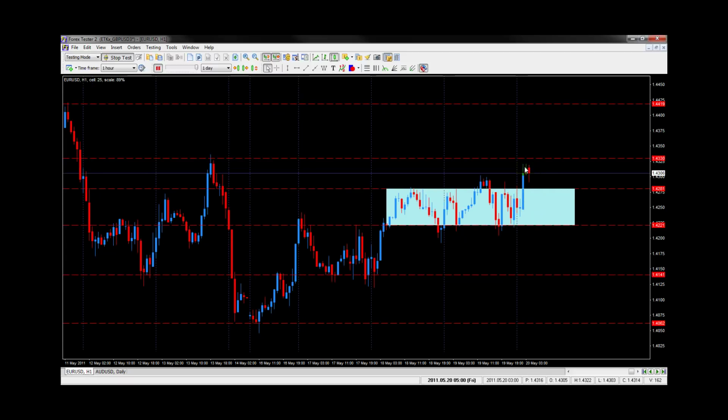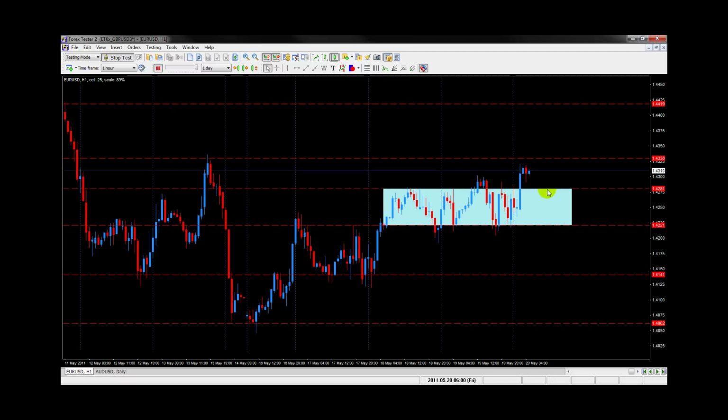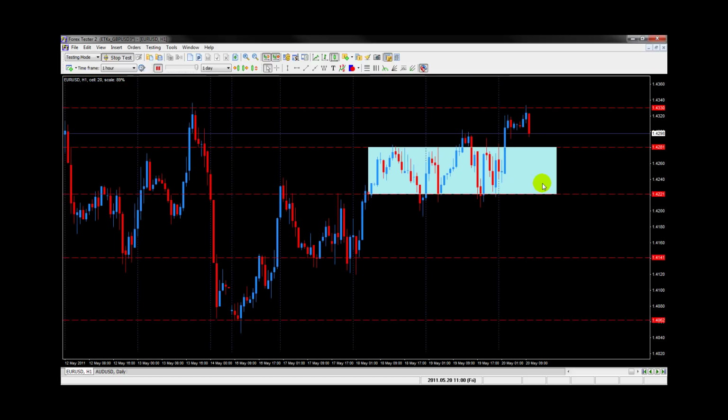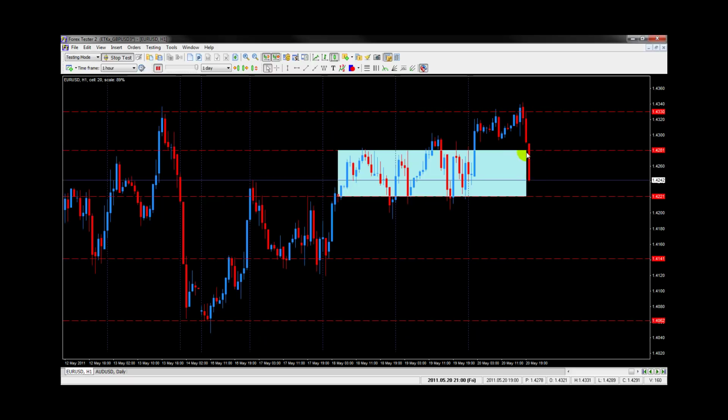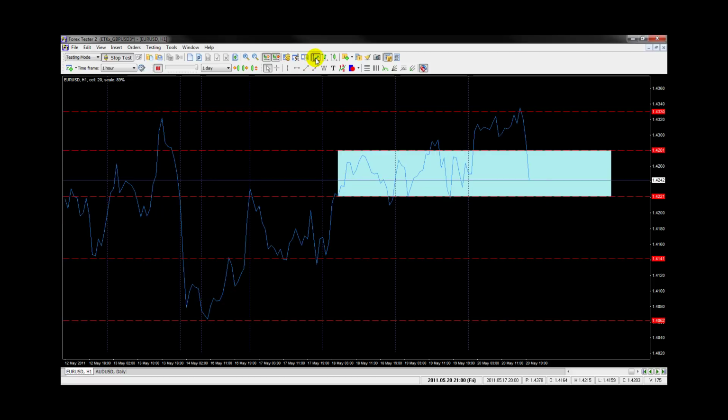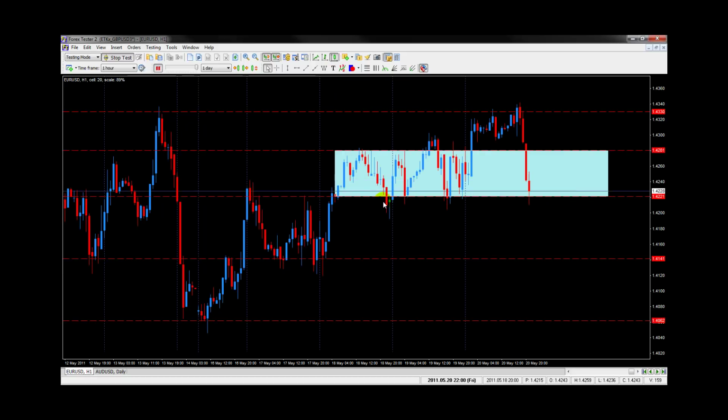Okay, so now it's come outside the box. So what I want it to do is come back down to the edge of the box and give me a nice bounce, basically. Well, we didn't get that, so we'll extend the box further. And I'll show you why we call it the bend trade, because we actually see a bend on the line chart. That's why this is the bend trade.